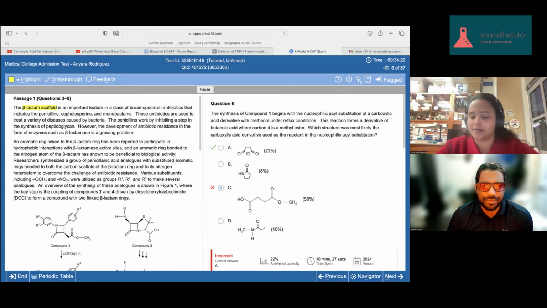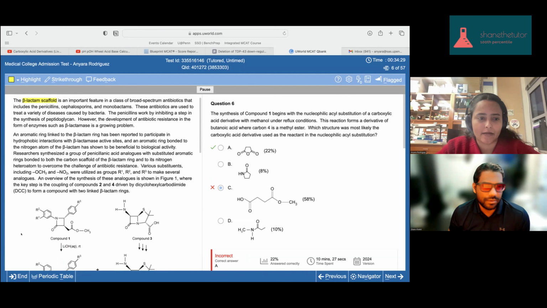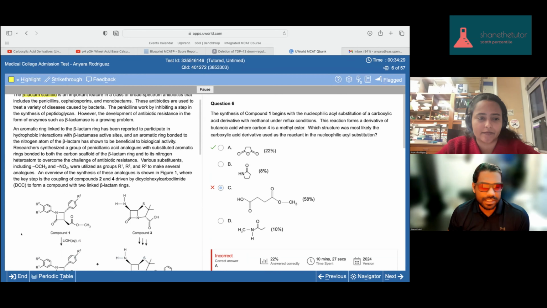I think it could also have to do with the peptidoglycan being the thing that takes the stain, and if they have a thin cell wall of peptidoglycan, that can reduce how much is taken up. It could probably be both of those things. Okay, and then they're saying, however, the development of antibiotic resistance in the form of enzymes such as beta lactamase is a growing problem. So, antibiotic resistance and this type of enzyme.